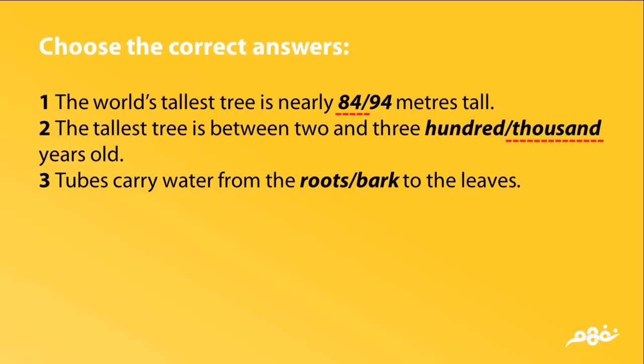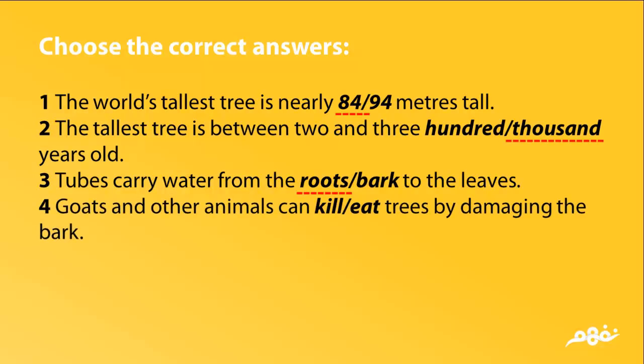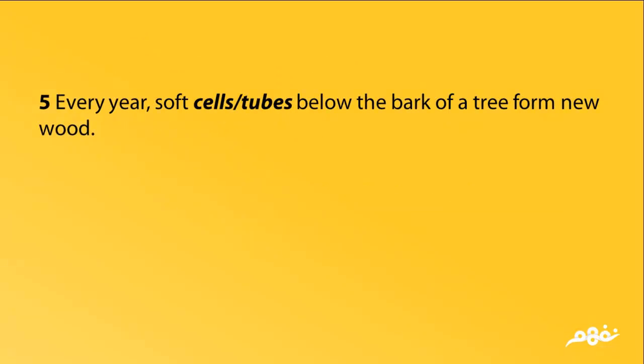Tubes carry water from the roots or bark to the leaves. The answer is roots. Goats and other animals can kill or eat trees by damaging the bark. The answer is kill. Every year, soft cells or tubes below the bark of a tree form a new wood. The answer is cells.